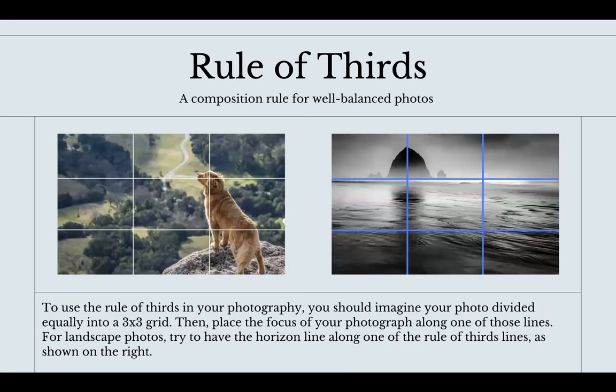Next, we have rule of thirds. Again, this is a composition rule for well-balanced photos. To use the rule of thirds in your photography, you should imagine the photo divided equally into a 3x3 grid. Then you want to place the focus of the photograph along one of those lines. Like the dog on the left, his head is at the top right intersection of those lines. On the right, we have a landscape photo. For landscape photos, it's really nice to try to have the horizon line along one of the rule of thirds lines as shown here.